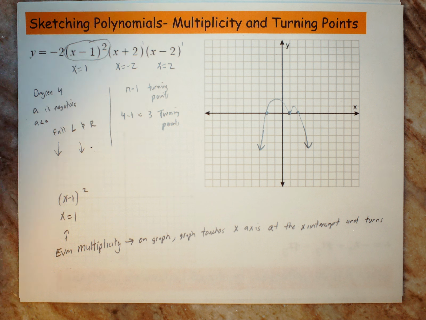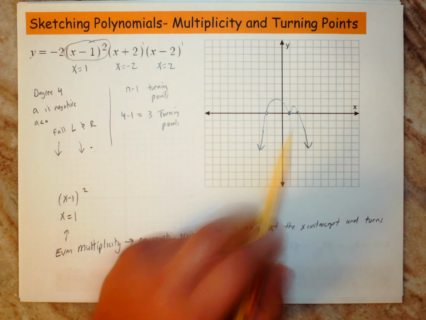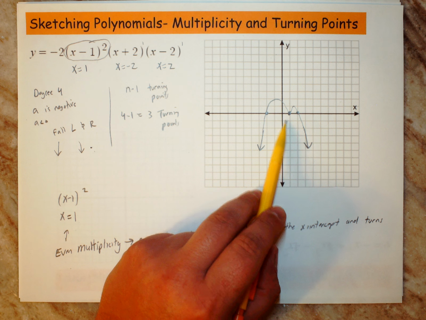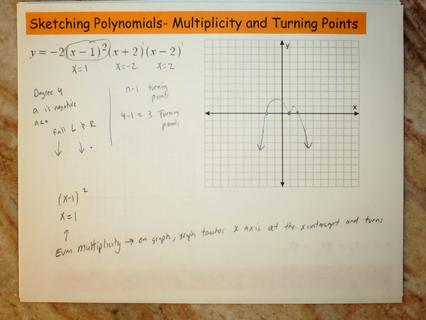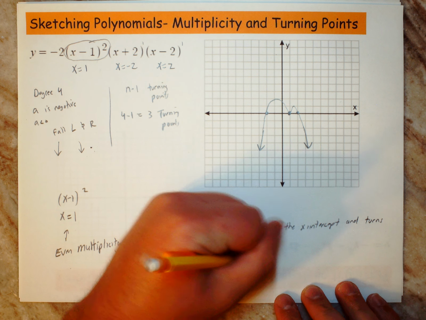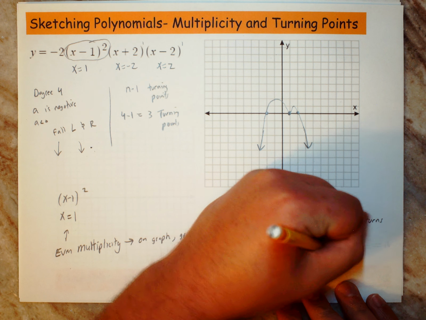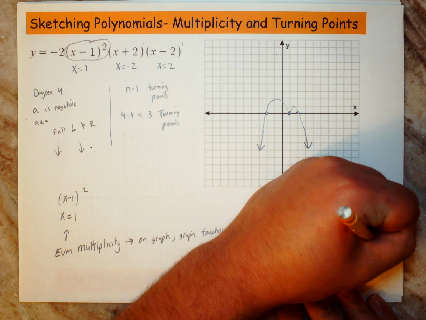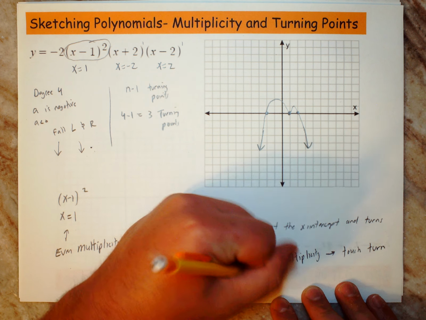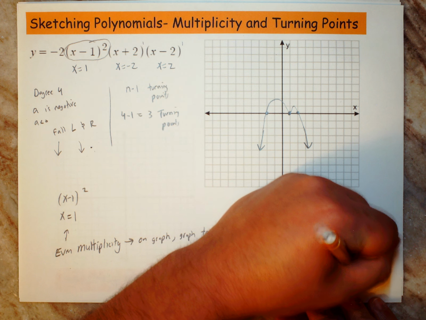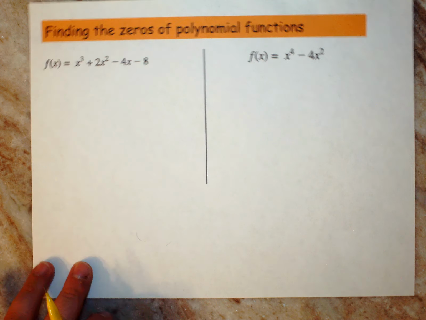So because this x equals 1 has an even multiplicity on the graph, it doesn't go through the x-axis at that point. It touches it and turns. The other ones have an odd multiplicity, so it strikes through. So what we need to remember is that even multiplicity, touch and turn. Odd multiplicity, it goes through, or it crosses. So I'll put a little cheat sheet down here. Even multiplicity, touch turn, odd, cross. So that's just a rough sketch.